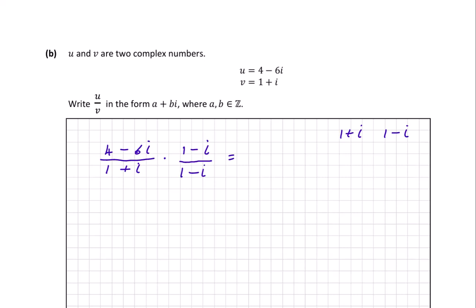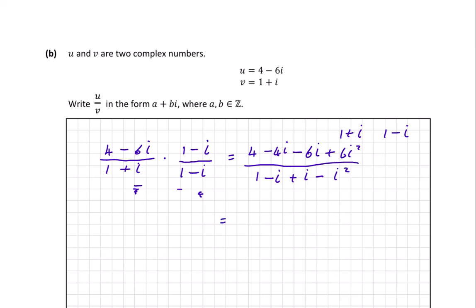So we're going to do the top line first. 4 times 1 is 4. 4 times minus i is minus 4i. Minus 6i times 1 is minus 6i, and then minus 6i times minus i is plus 6i squared. And then we've got to multiply out the bottom. So 1 times 1 is 1. 1 times minus i is minus i. i times 1 is plus i. And then we have plus i times minus i. Well, plus times minus is minus. i times i is i squared.